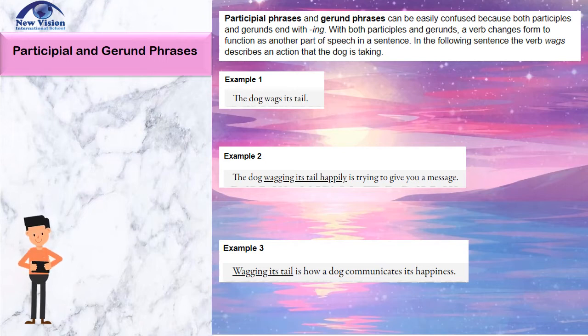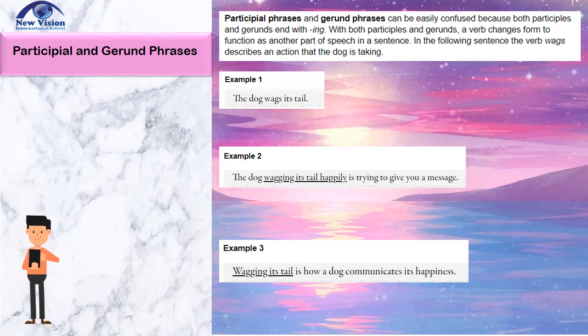For example 2, the dog wagging its tail happily is trying to give you a message. The participial phrase is made up of the words wagging its tail happily. The phrase begins with the present participle wagging. The phrase wagging its tail happily functions as an adjective that describes the noun dog.